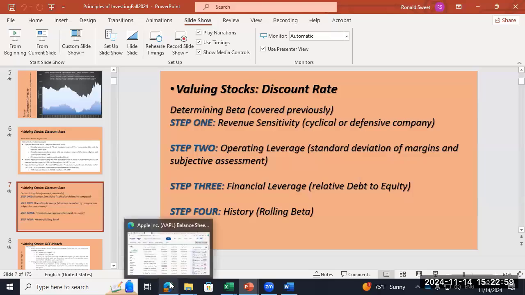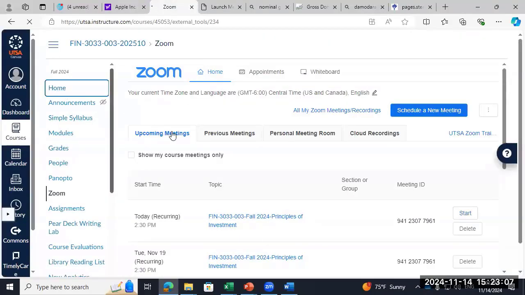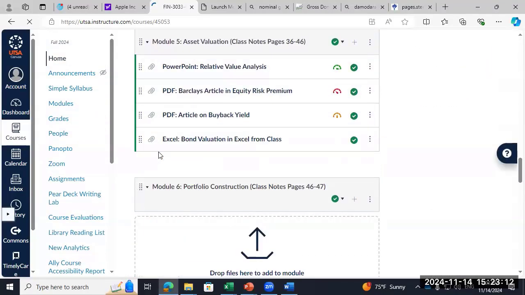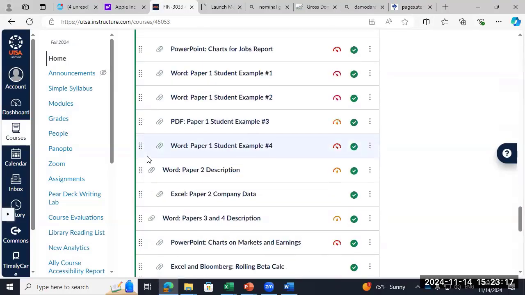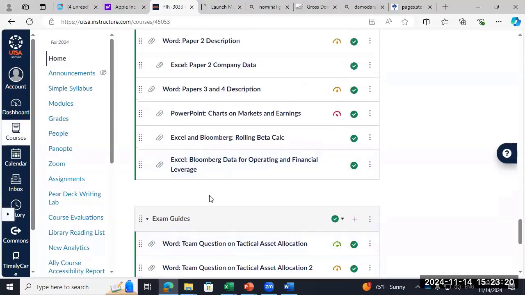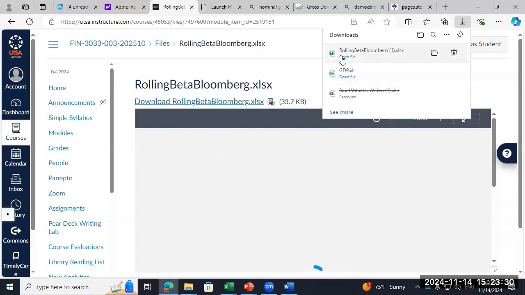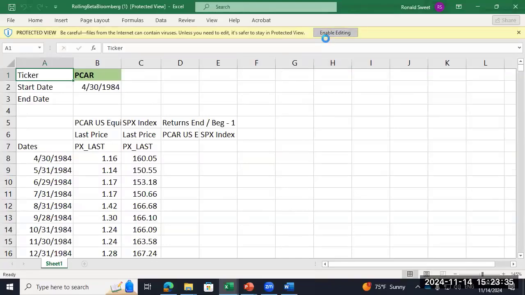So there's a couple ways you could do it. I created a file. I can't remember if I gave it to this class, but I will give it to y'all. I will put it out there. Yeah, it's this file right here. You can do the rolling beta. If you watch the video, I have a video that shows you how to do this. But you have to be sitting at a Bloomberg machine to do this one. But this is the cool way of doing it. I may have shown y'all this before.